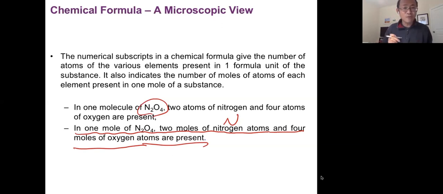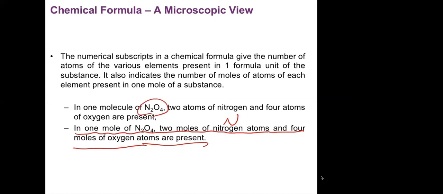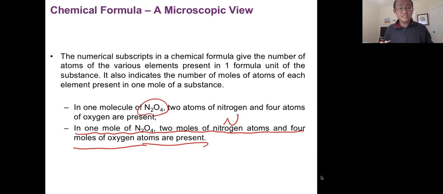Does it make sense, everyone? Yeah. That's how the subscripts can be used. That's how we apply the concept of moles. Why do we need that? Because remember, moles is related to grams. In our lab, we're really working with chemicals. We have to work in a mass unit.